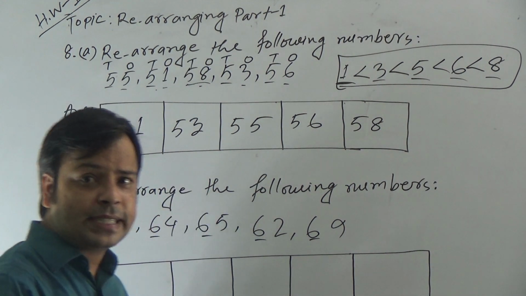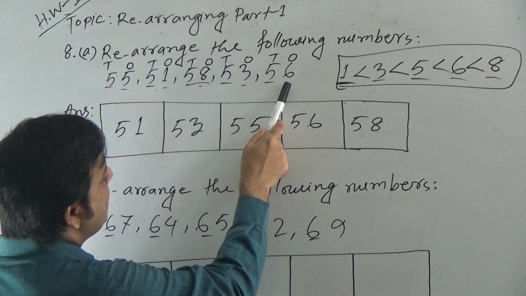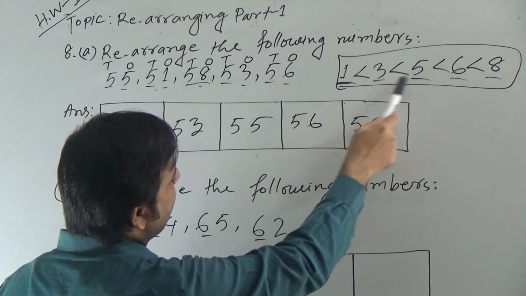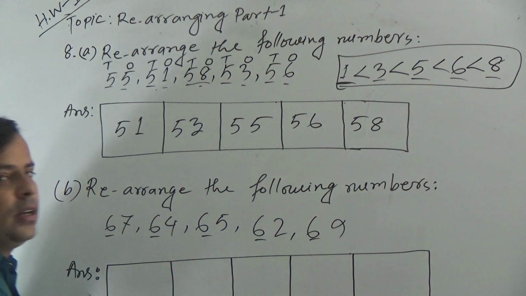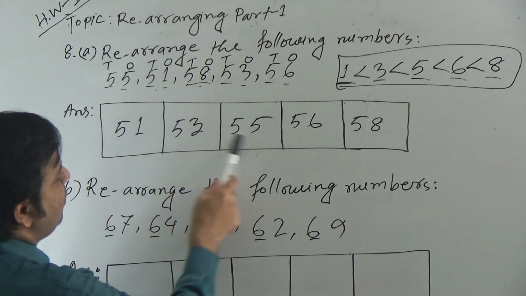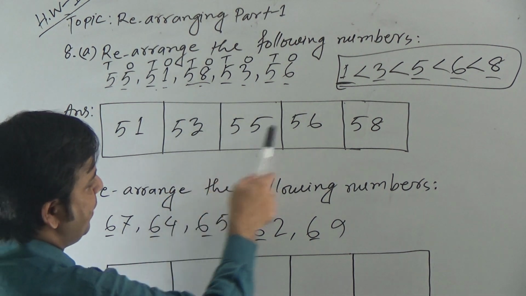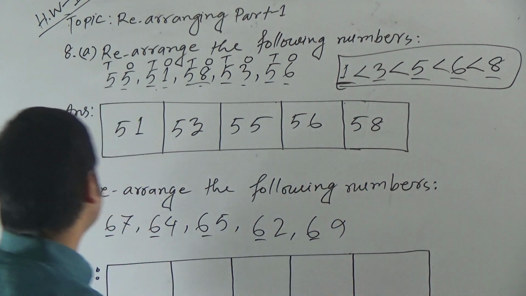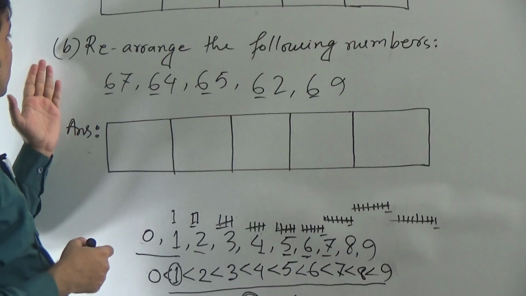Again, try to remember the technique. We need to compare the ones place: 5, 1, 8, 3, 6. Among these digits, 1 is the smallest, then 3, then 5, 6, 8. We have to arrange the numbers in this order. Then we get the numbers from smaller to larger: 51 is smaller than 53, 53 is smaller than 55, 55 is smaller than 56, and 56 is smaller than 58.